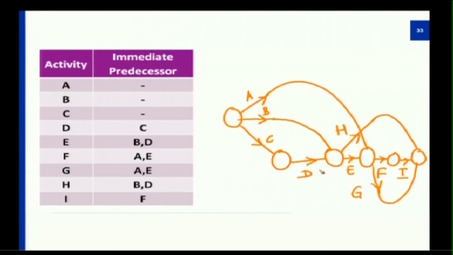H is after B and D, B and D joining together, but before E got started, now H got started parallelly. I is after F, I is represented after F. So, for completion, H, G and I put together make the project complete.